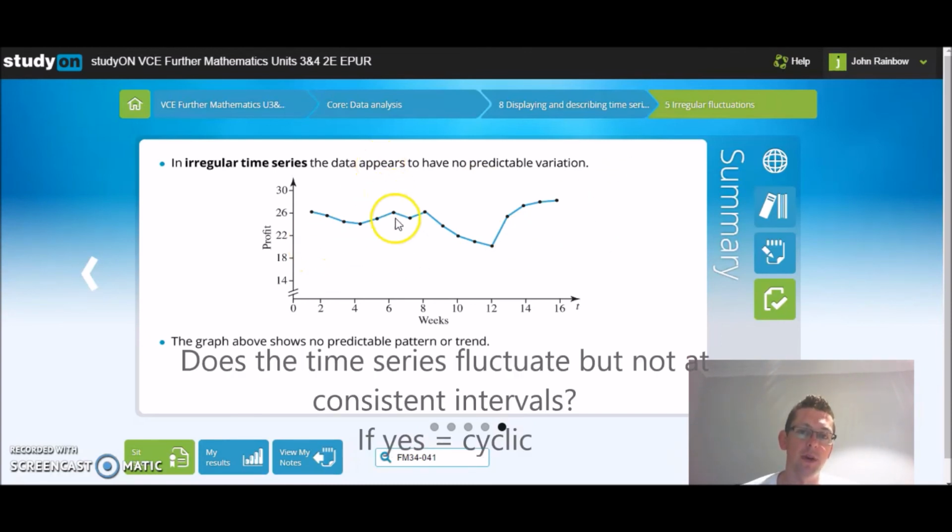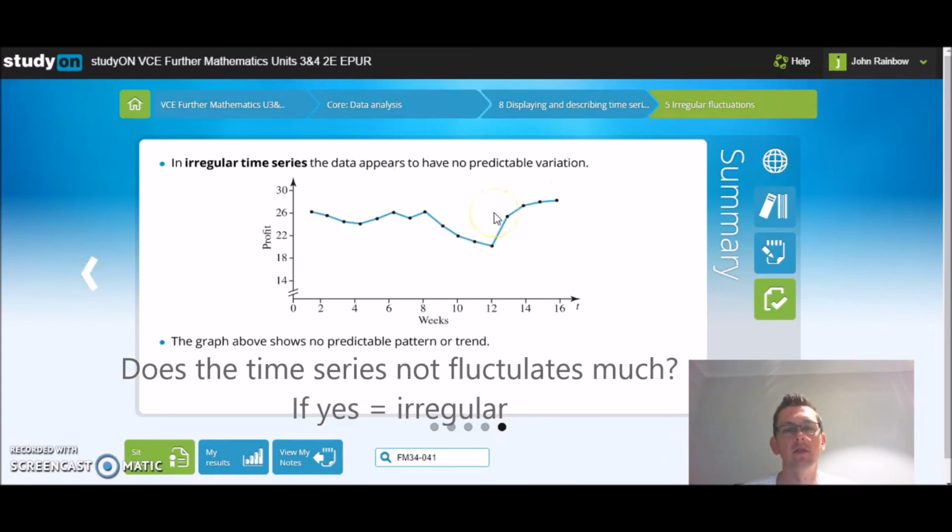If it's just got a few peaks randomly, you might say that it's cyclical. If it doesn't really have many, you're probably going to say it's irregular. Again, then we look at the trend too from that, but we can do Lin Reg and we'll talk about more that later.